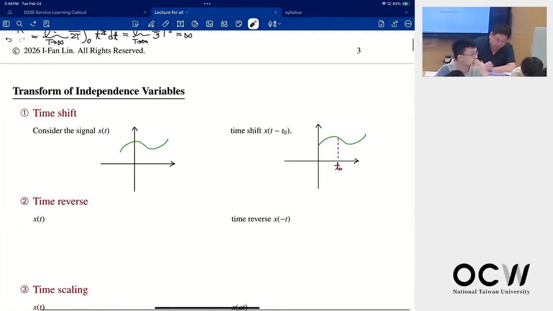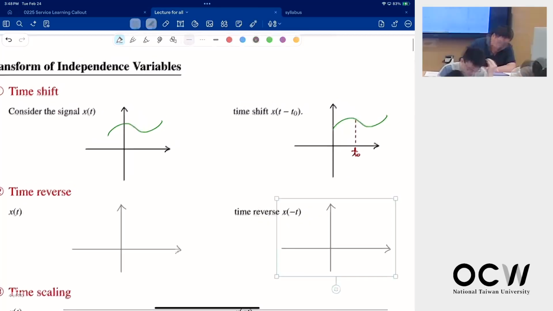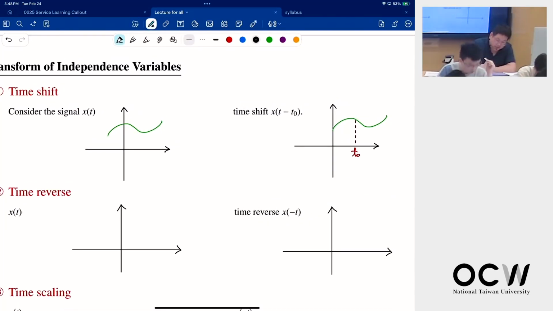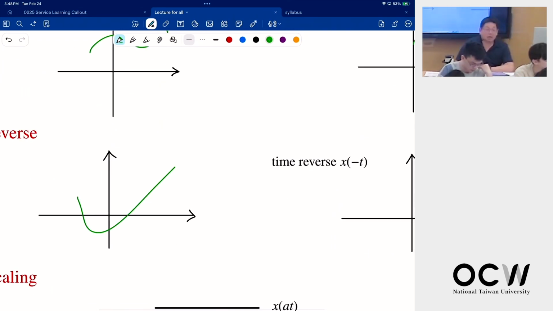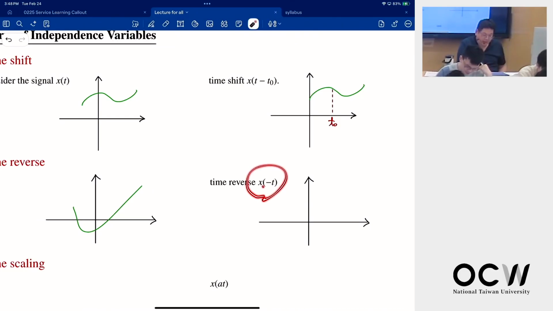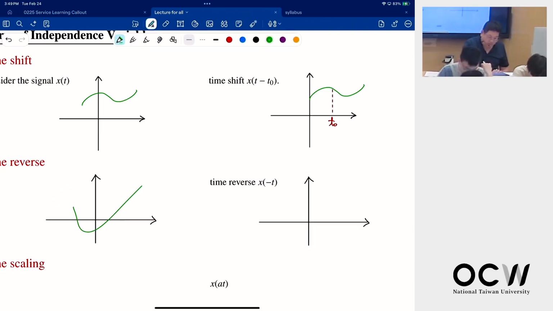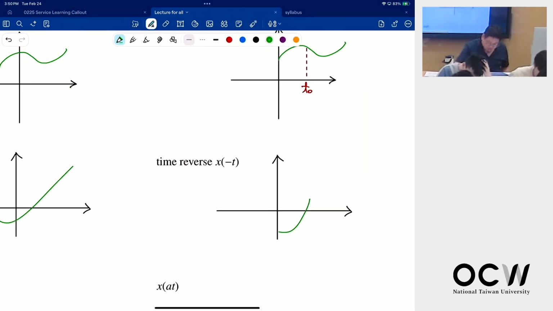Time reverse. What does it mean, time reverse? If I have a signal like this, right? So if my signal is, say, like Nike, then what is the time reverse signal? X of minus t. So minus t here means that I flip according to the y-axis. So I flip this one, then I should get the inverse of Nike, like that.